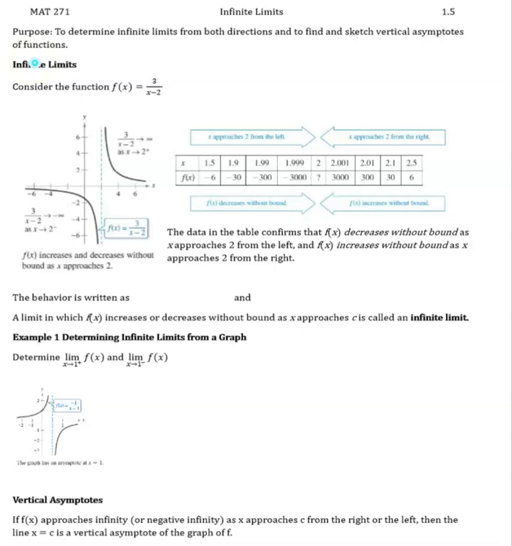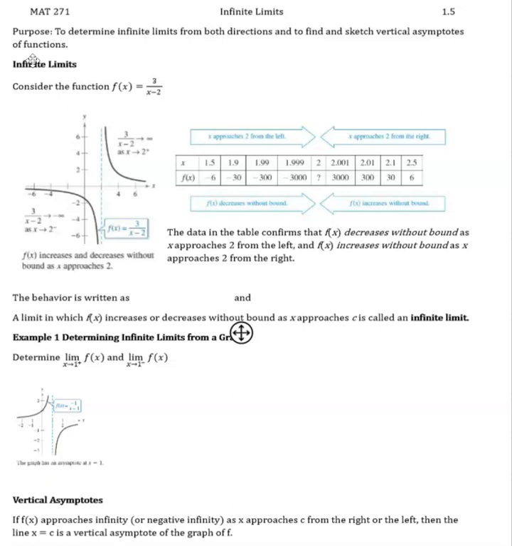In this video, we are going to study infinite limits. We're also going to use what we learned about infinite limits from the right and the left to tell us information about vertical asymptotes. So consider this function, f of x is equal to 3 over x minus 2.